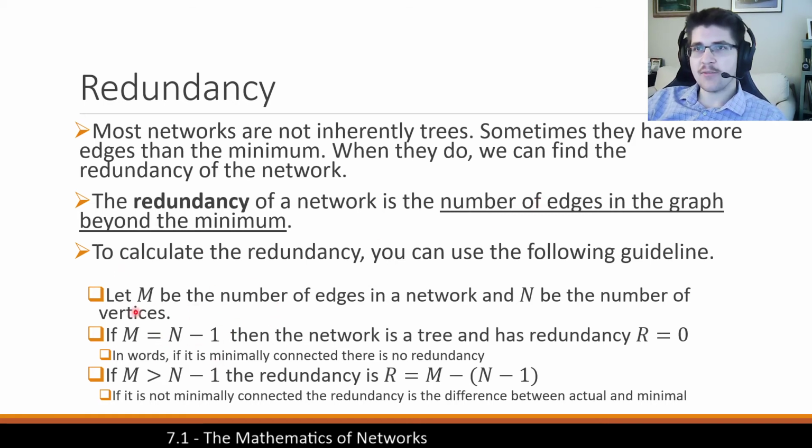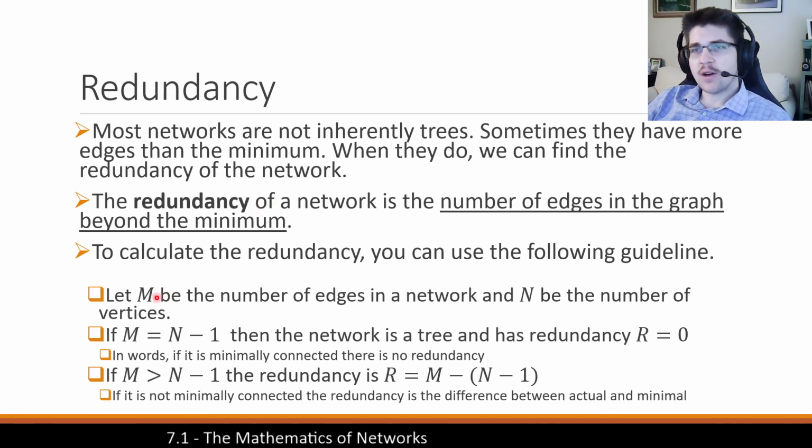But essentially, if we look at the quantitative definition of redundancy, it says to calculate the redundancy, we can follow this guideline. And it says to let m be the number of edges in a network and let n be the number of vertices. So this is very common. This is what we did with the n-1 property, where n is going to stand for how many vertices we have. And that was consistent with chapter 5 and 6 as well.